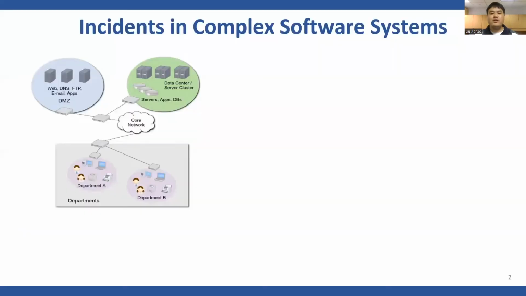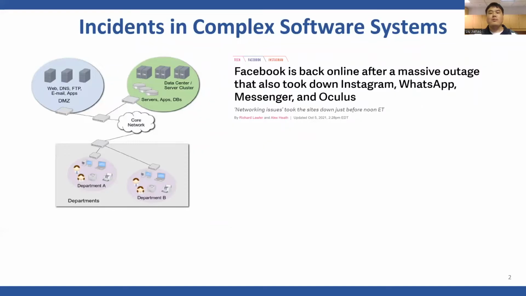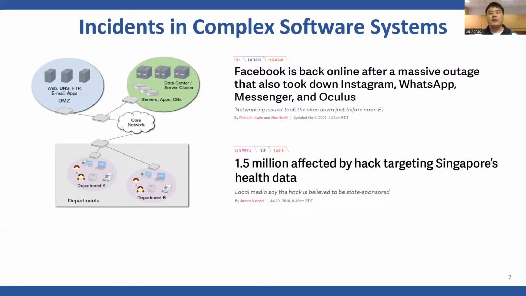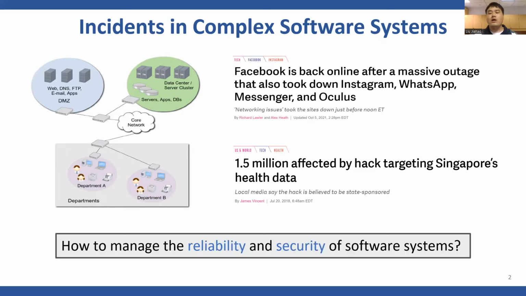As we all know, in recent years, modern systems have integrated into our daily life and become necessary. So, any minor incidents may result in serious consequences. For example, about 1 year ago, Facebook suffered from downtime. It affected millions of people. Additionally, in 2018, the Thin House was attacked and about 1.5 million individuals were affected. Based on this, one question comes up: how can we manage the reliability and security of software systems?